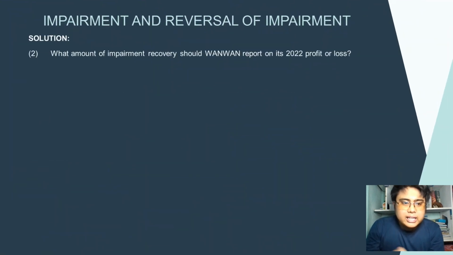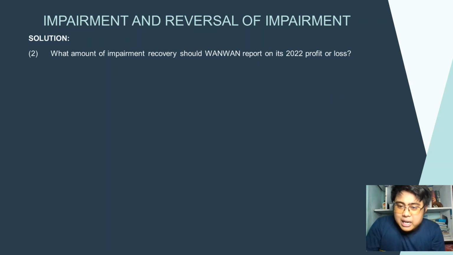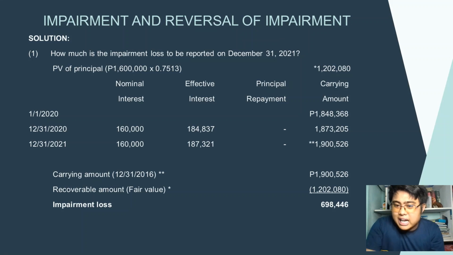Okay, next, let us proceed to number 2. What is the amount of impairment recovery should 1-1 report on its 2022 profit or loss? Siyempre, ang una mong kailangan computein, magkano na ang carrying amount ng asset on December 31, 2022. So, ang starting point mo, yung last year. At kung titignan mo, ano ang ginamit mong carrying amount? Kanina, di ba, ang carrying amount mo is 1.9, kung naalala mo.